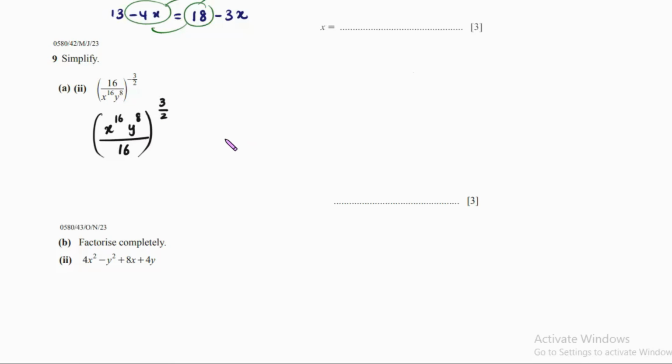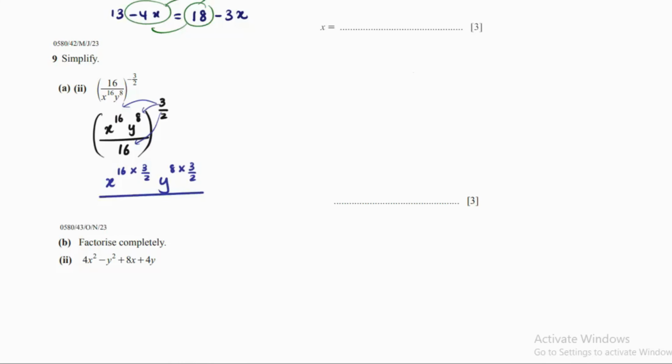Now, this fractional index belongs to all these terms. That means it multiplies with all the powers of the terms inside the brackets, whether in the numerator or in the denominator. So I already have x to the power 16, and this gets multiplied with this power 3 over 2. Then I have y to the power 8, which gets multiplied with this 3 over 2. And then over, I have 16 to the power 3 over 2.